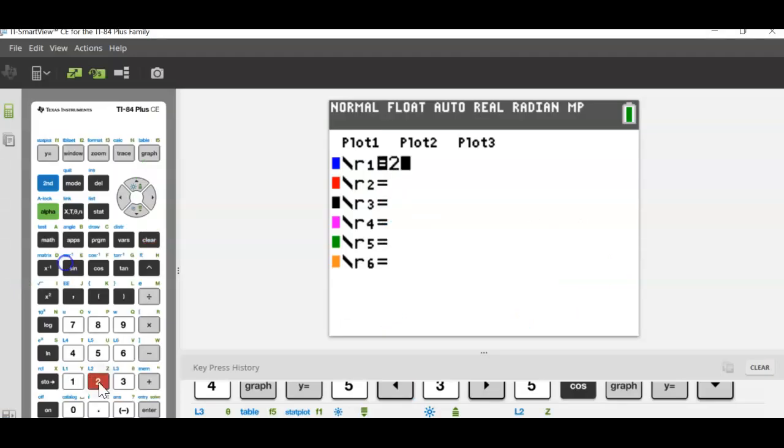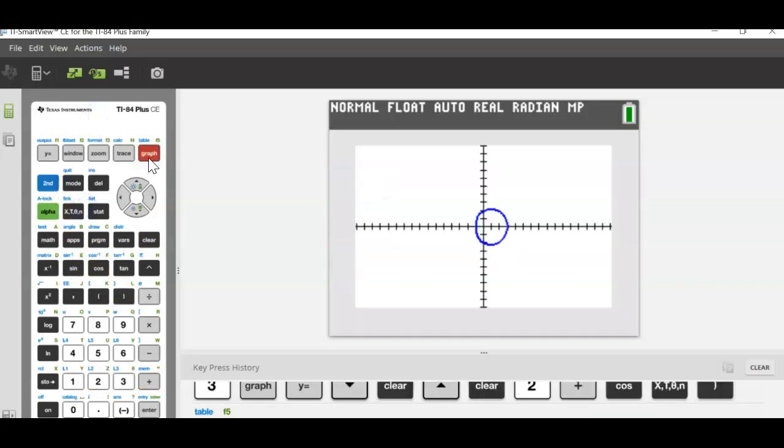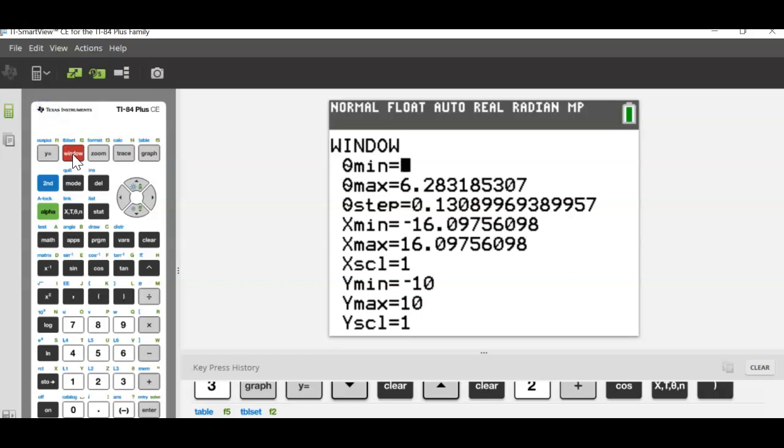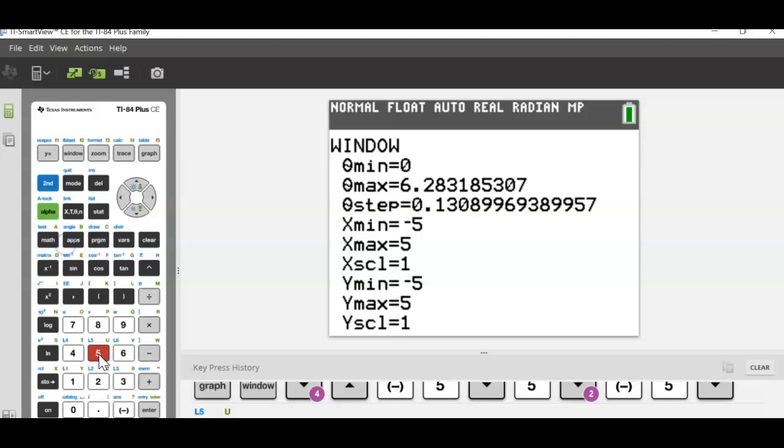Let's look at that one. It was 2 plus cosine theta. We set it out 2. We're going to push to the right 1. This one's even kind of hard to tell. But if you look at this left side, it's a little bit flatter. Let's mess with the window. We probably don't need negative 16 to 16. I guess it's because I did the zoom 6. Let's just do something like negative 5 to 5. That's probably going to be okay. And let's do negative 5 to 5.